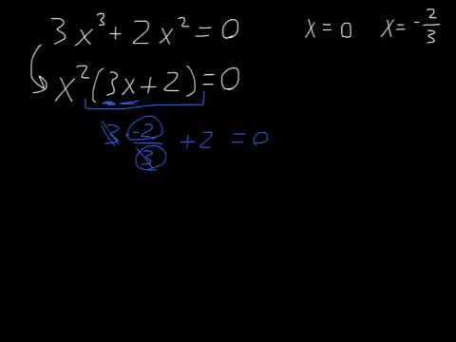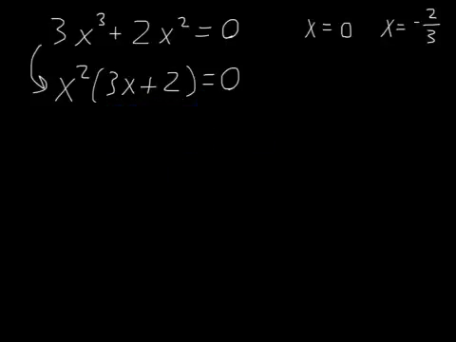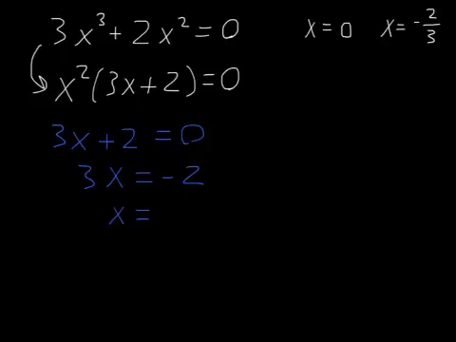Now we will do this the traditional way. Okay, so let's solve this the way that we are used to. 3x plus 2 equals 0. Subtract 2 from both sides. Divide both sides by 3, which by the way is getting rid of that 3. x equal to negative 2 thirds. And we're done.